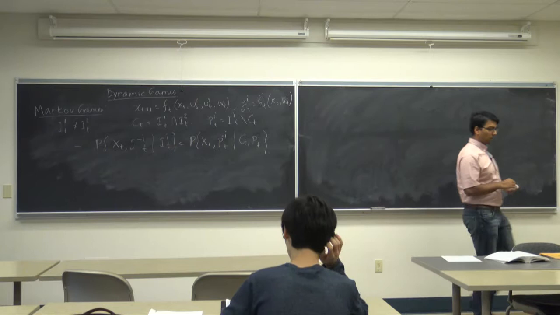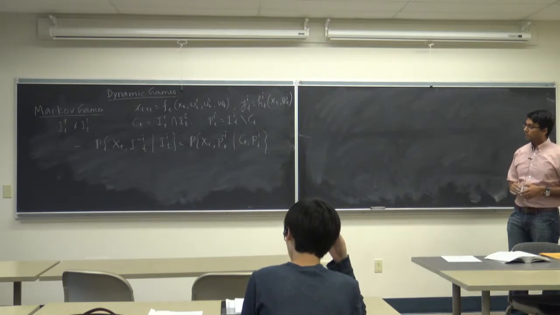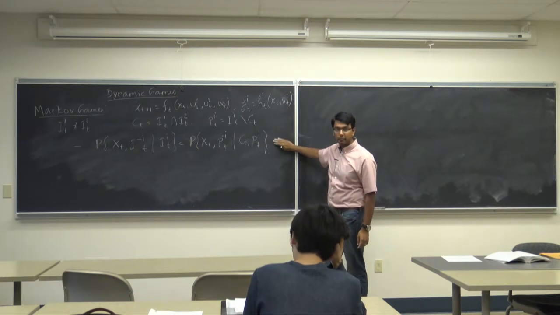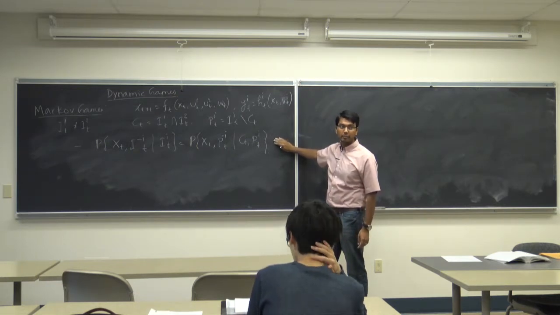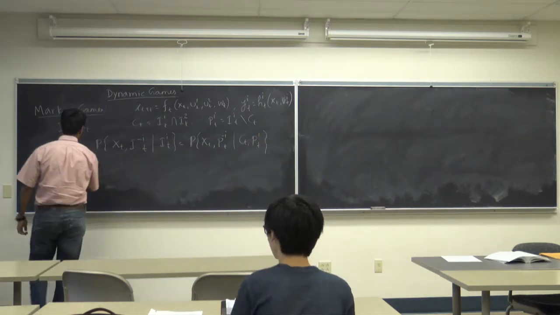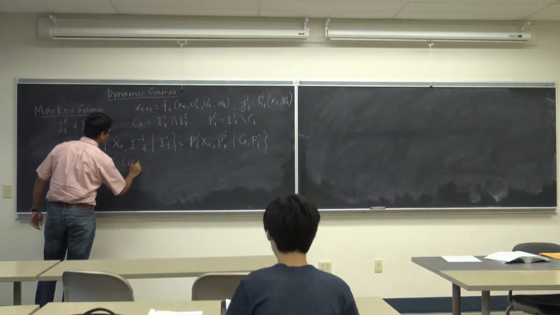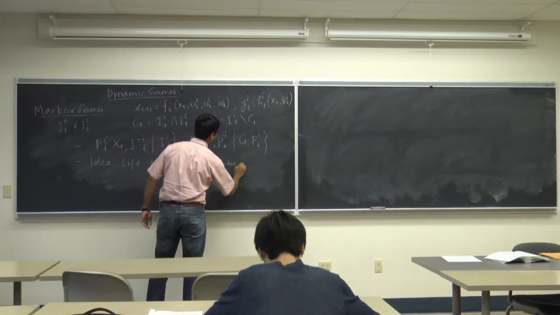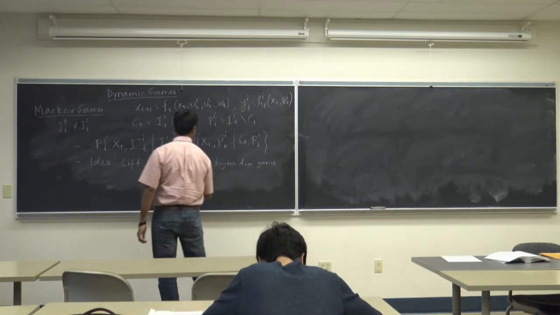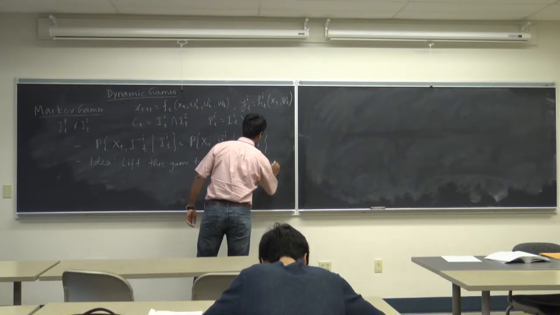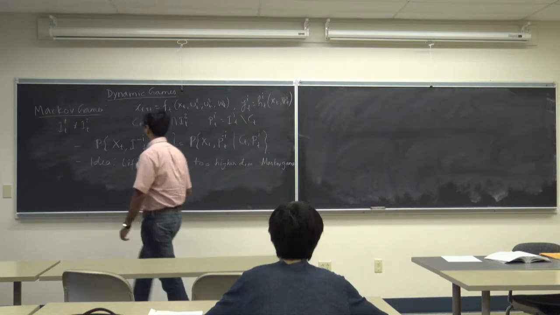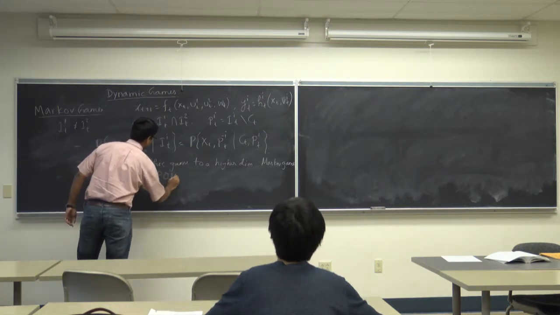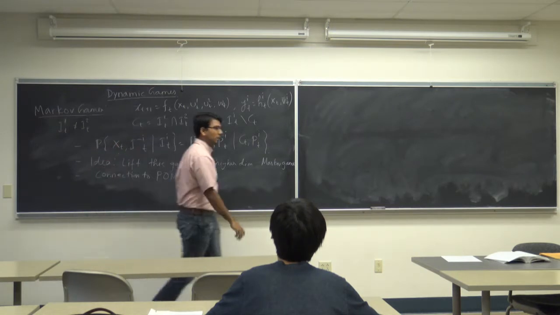So this is a difficult game to solve. What I'm going to do now is lift this game into a higher dimensional space so that it becomes a Markov game. So the idea is to lift this game to a higher dimensional Markov game. And this has a connection to partially observable Markov decision problems. If you haven't heard of it, no worries.